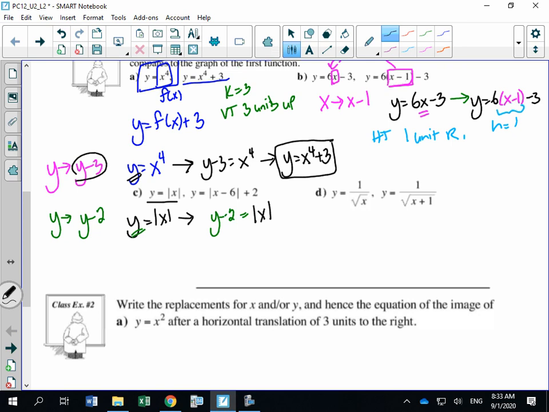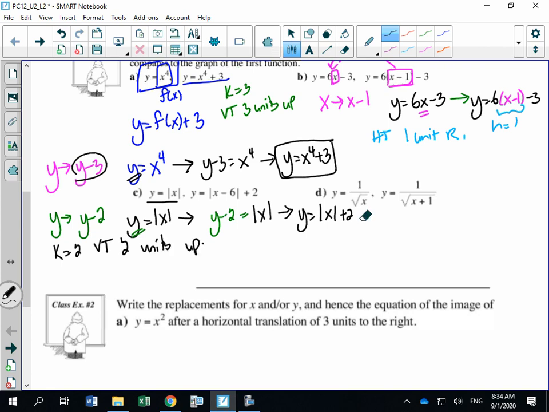Okay, from here, we could isolate y, right? So we could say y is equal to the absolute value of x plus 2. So that is my k value now taken care of. K is equal to 2, and that is a vertical translation 2 units up. So maybe I'll write that down. K is equal to 2, vertical translation 2 units up.